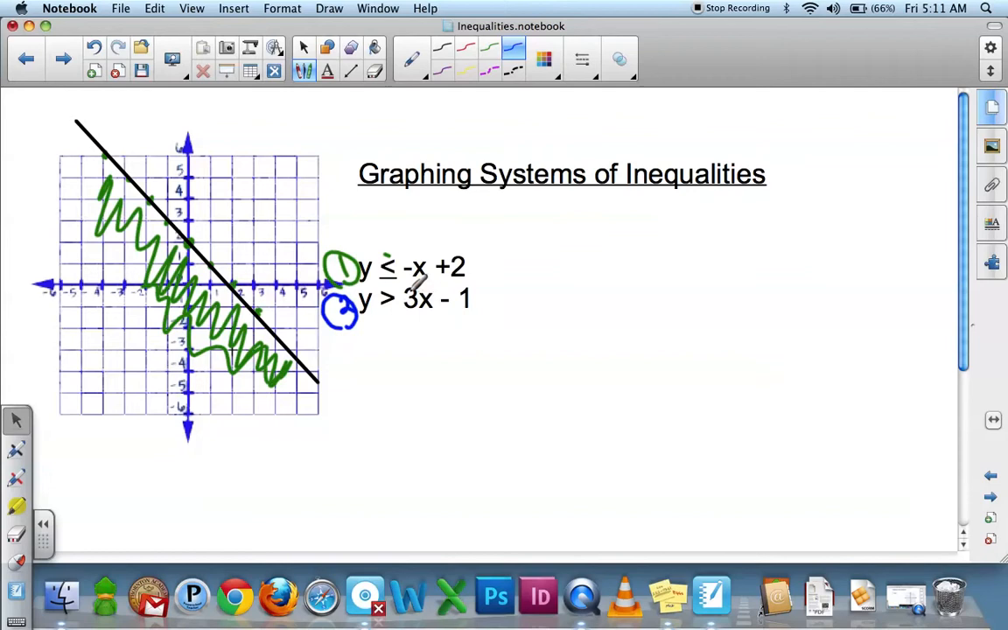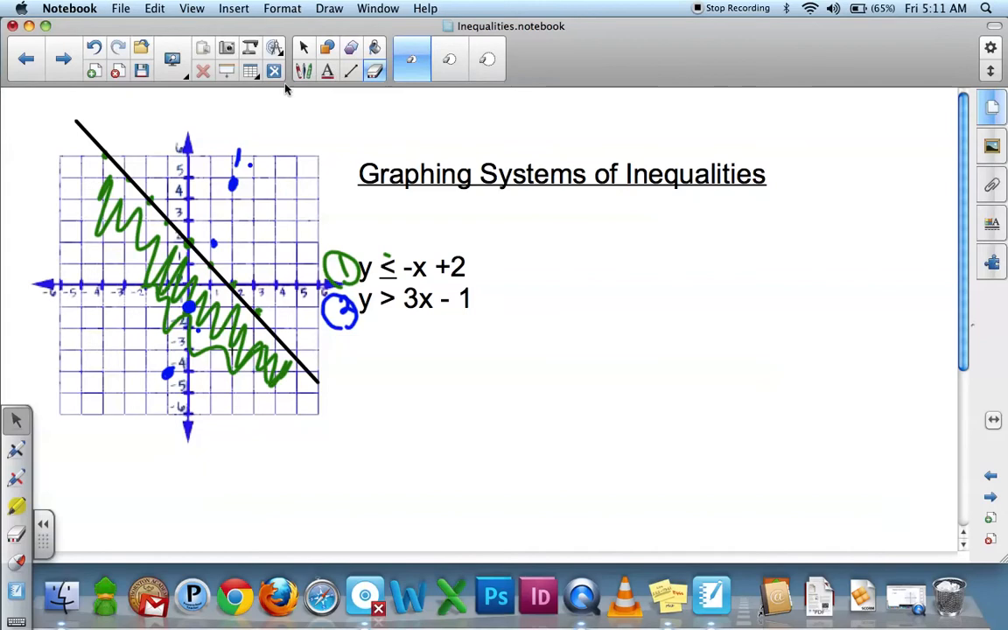Next thing that I'm going to do is I've got 3x minus 1. So I know I'm starting down here at negative 1. Then I'm going up 3, right 1. Up 3, right 1. 1, 2, 3, over 1. And I'm just going to add 1 down below here. And again, I'm just starting from my negative 1 and going down 1, 2, 3, and over 1. Now, we said dotted line, so I'm just going to make some dots.